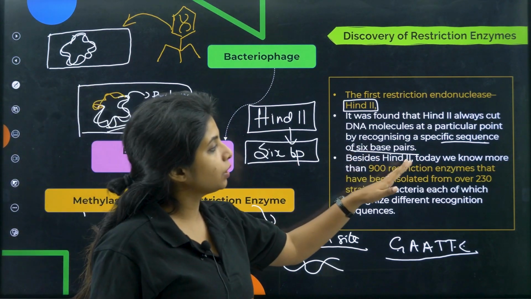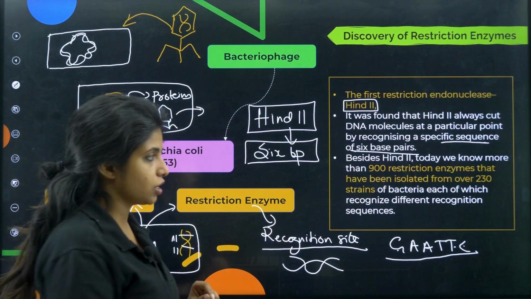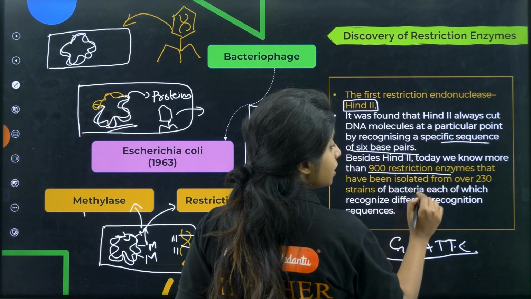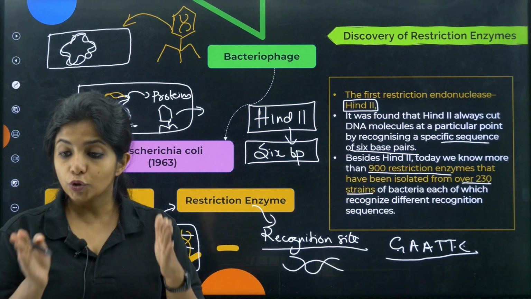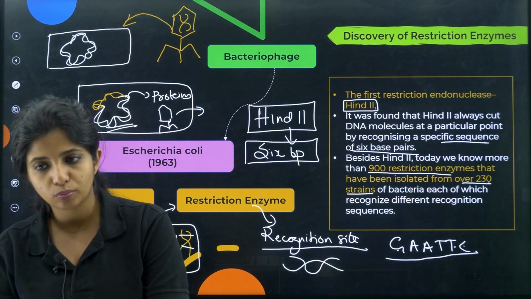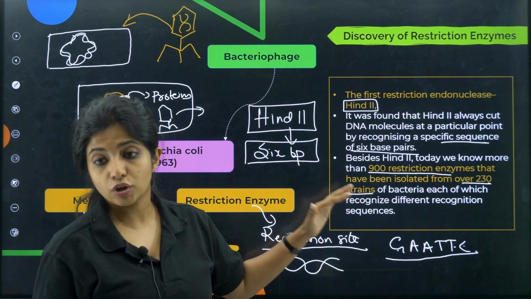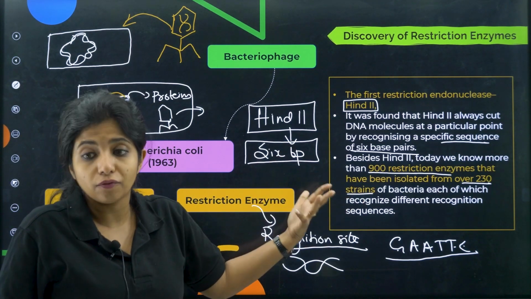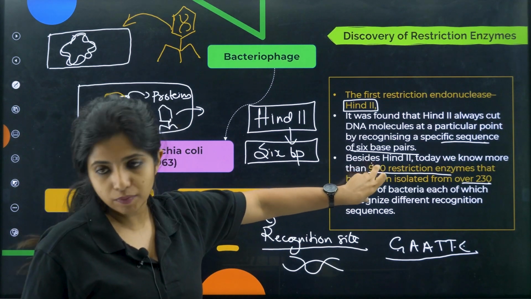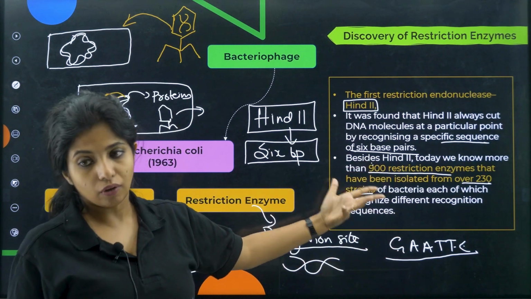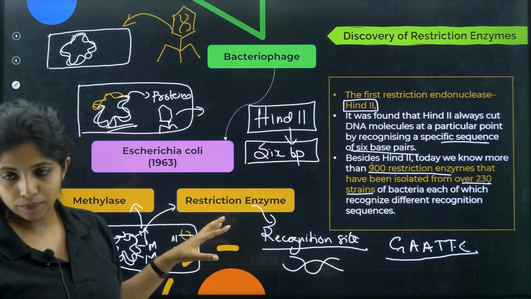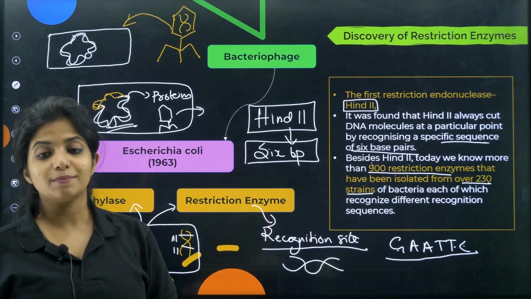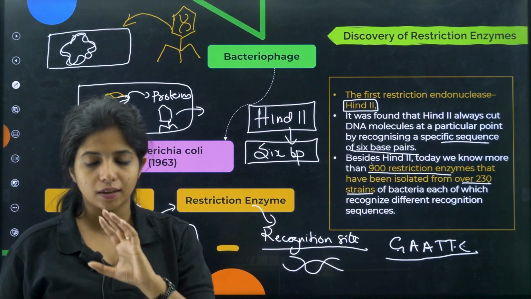Besides HindII, today we know more than 900 restriction enzymes, children, and these have been isolated from over 230 strains of bacteria. So 230 strains of bacteria were responsible for giving 900 restriction enzymes. We never know what questions could come from this. Until now, no question has come from this para, but as I said, we never know. HindII is important, the first restriction enzyme that we have, and the whole story. So remember: 900 restriction enzymes from 230 strains of bacteria.